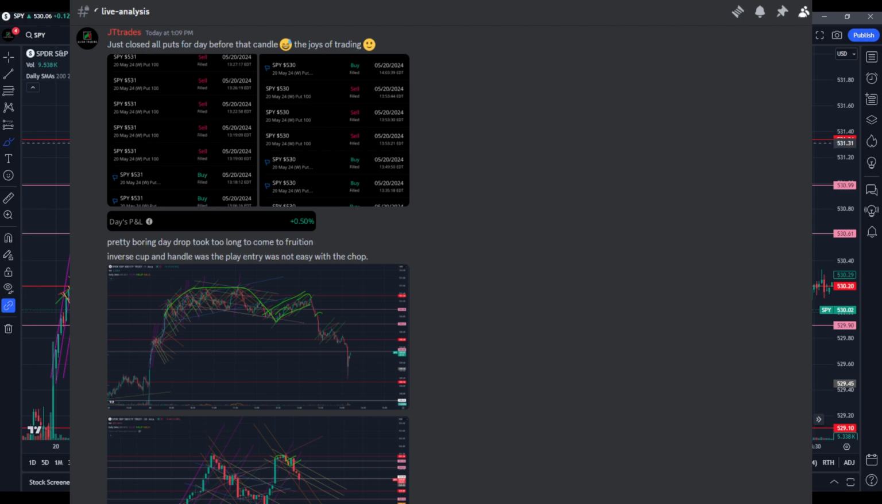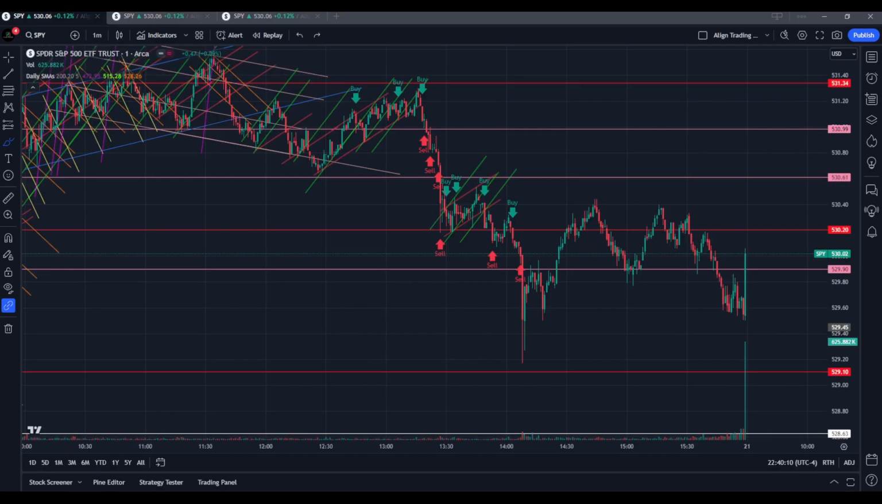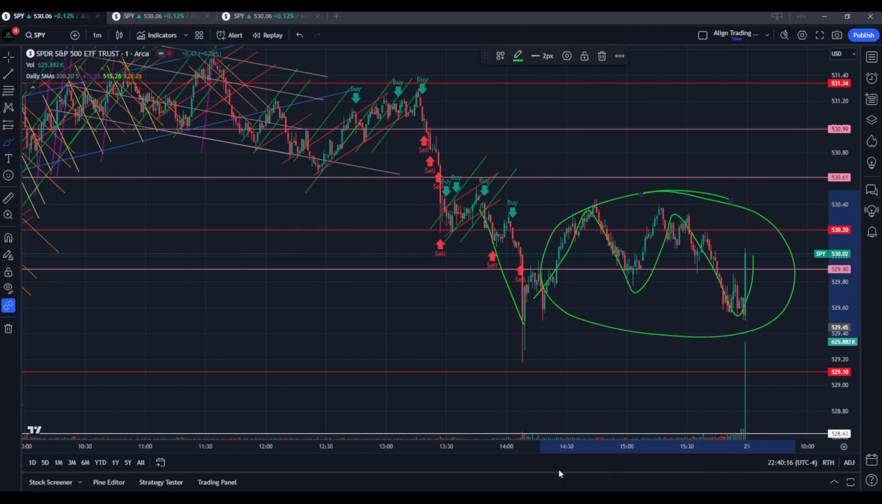After a pretty boring, choppy day, which the move took quite a bit of time to formulate, I was done. No need to overtrade after that. After that drop right here, you can see that it was just a chop for the rest of the day. Nothing worth taking in here. Now let's go to the 30-minute and go over what I am watching tomorrow.